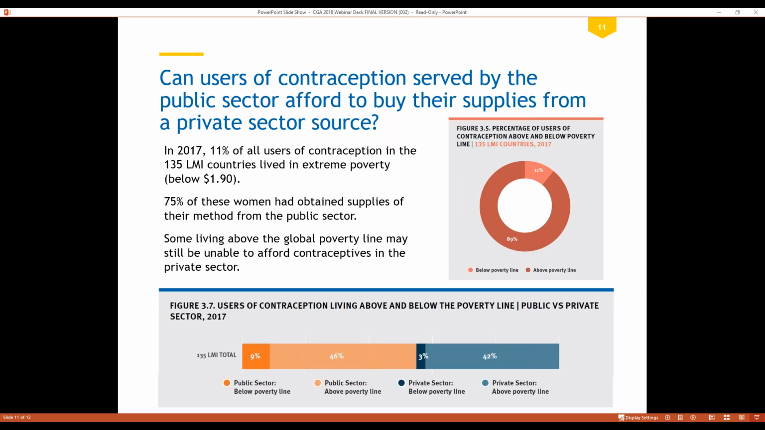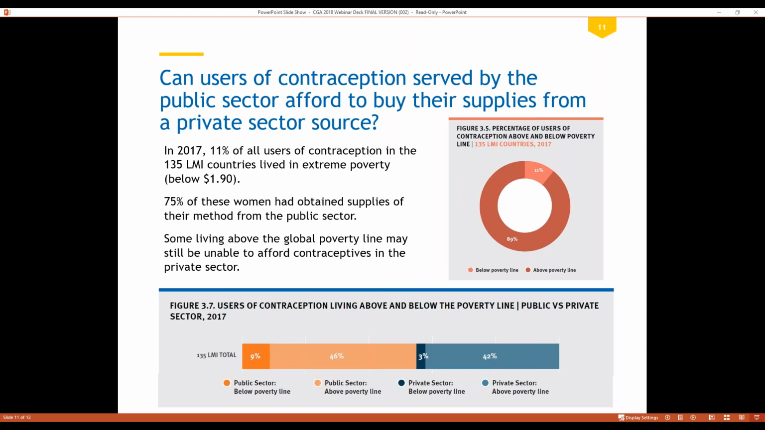So extreme poverty was sort of a starting place. We know that there are women who live above this poverty line who might still be unable to afford contraception in the private sector. So we see this as a starting place to think about this, but by no means saying that this is the only thing we should look at when thinking about affordability.